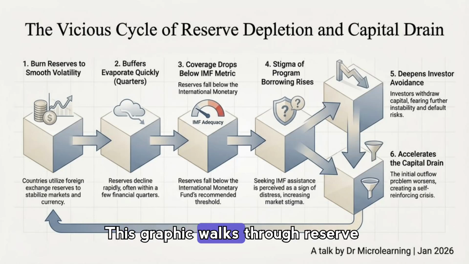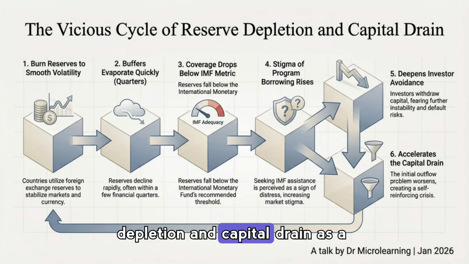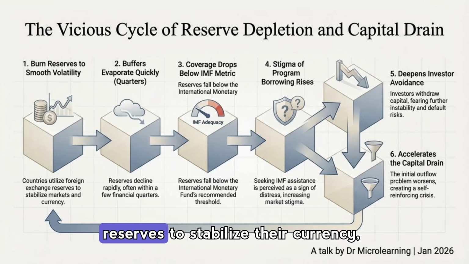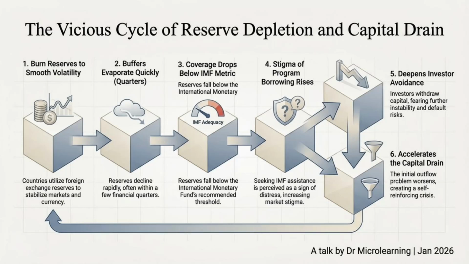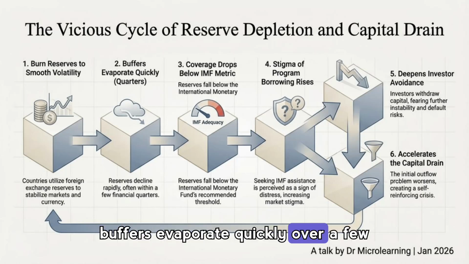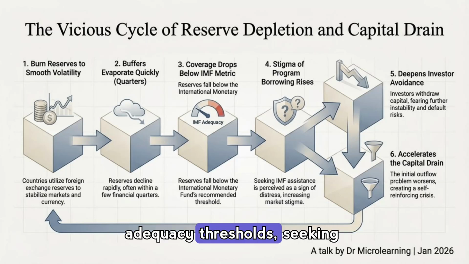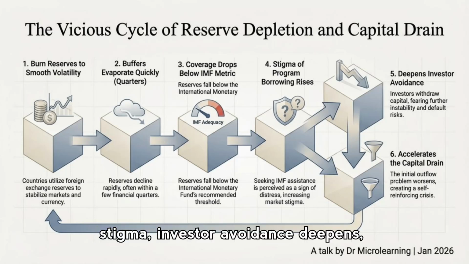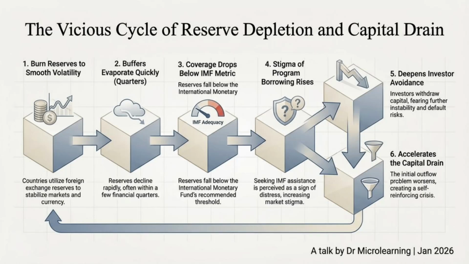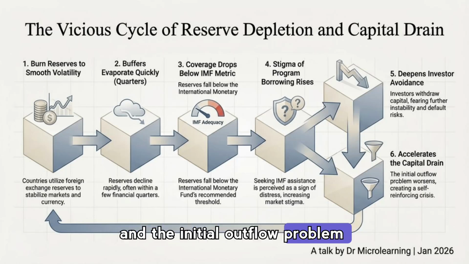This graphic walks through reserve depletion and capital drain as a staged spiral. Countries burn reserves to stabilize their currency. Buffers evaporate quickly over a few quarters. Coverage falls below IMF adequacy thresholds. Seeking program support creates market stigma. Investor avoidance deepens, and the initial outflow problem accelerates into a broader capital drain that reinforces the crisis.